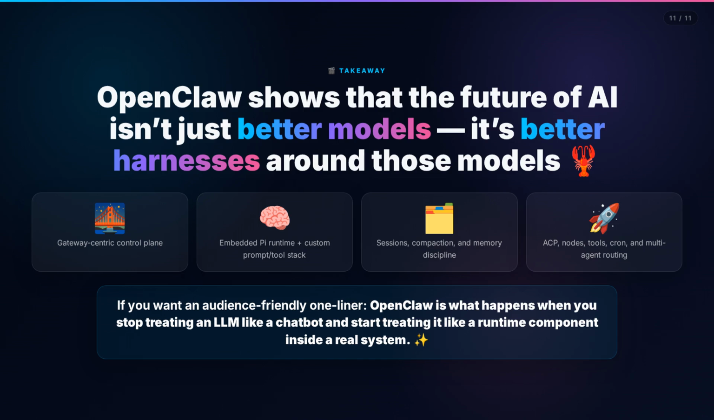So here is the real takeaway. The future of useful AI systems is not only about better models, it is also about better harnesses around those models. OpenClaw is a strong example of that shift because it treats the language model as one component inside a much larger, carefully engineered runtime.